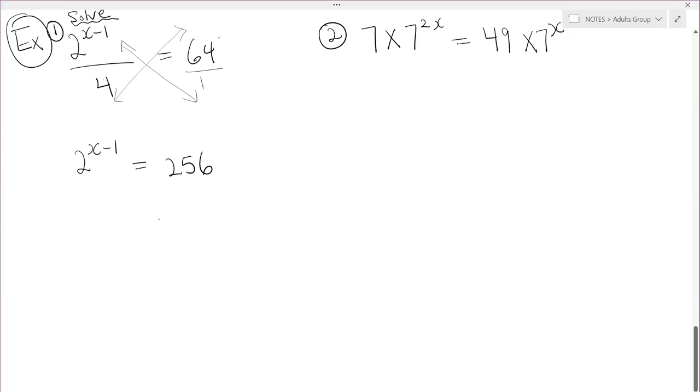Now, in order for us to solve this again, we need to have the same bases.